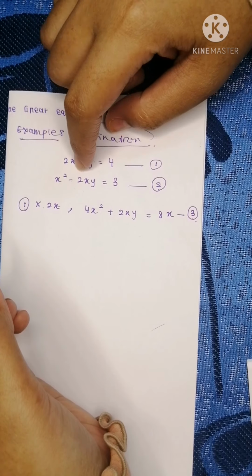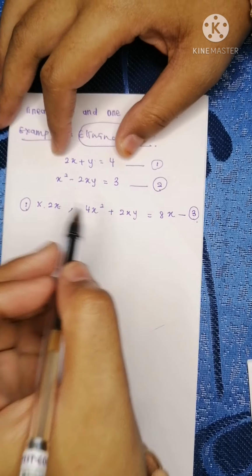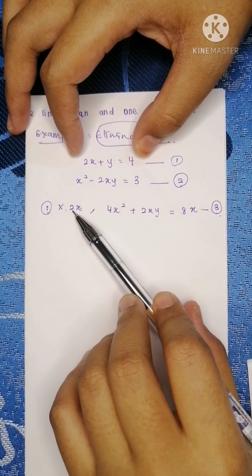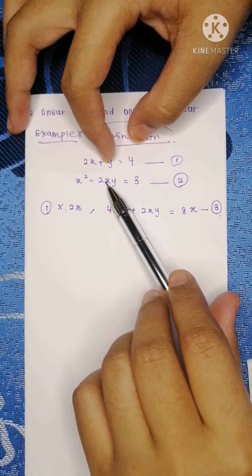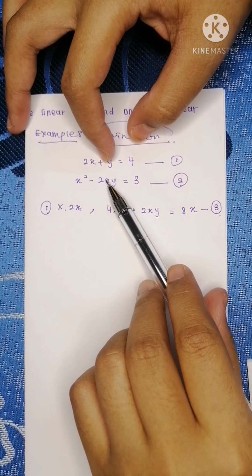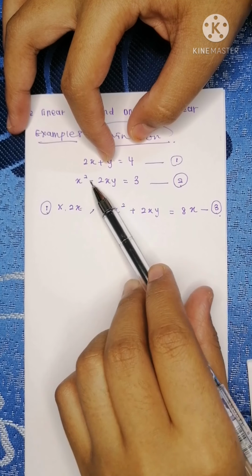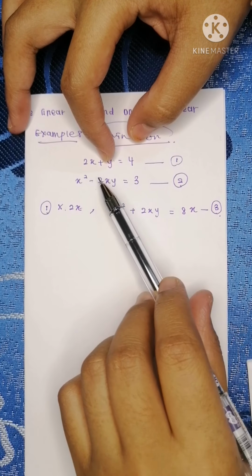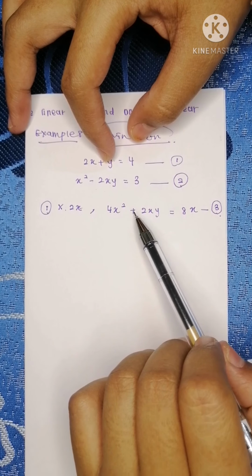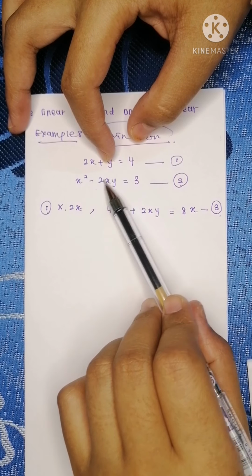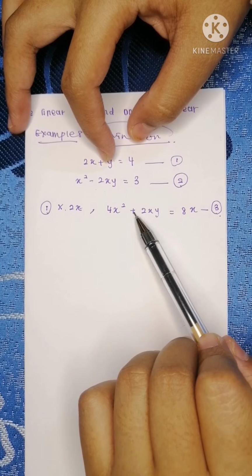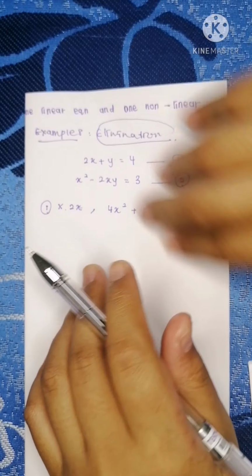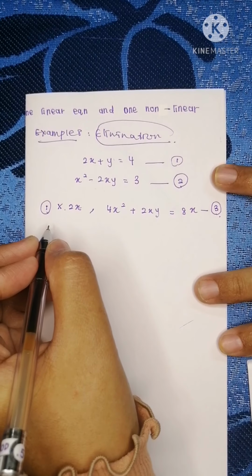Okay, now the next one. Do you see that after we multiply with 2x, the terms will be equal? The difference is just the negative and positive. So the negative and positive, we need the opposite. We need to make it like this: this one positive and this one negative, so that we can eliminate. Okay, so later, what should we do?